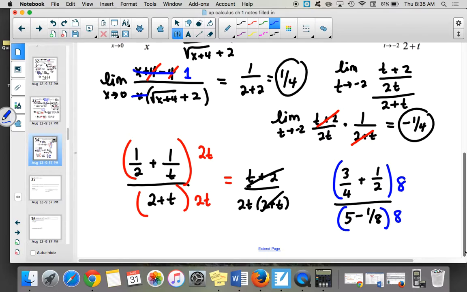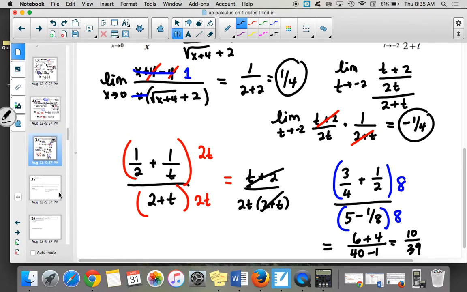So when we do that, we end up getting 3/4 times 8, which is 6, plus 4, all over 40 minus 1. So it gets there a little bit faster. So we have 10 over 39 would be our answer. Does that make sense? So if you want to use that trick, you can. No big deal.